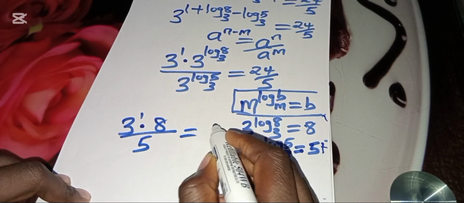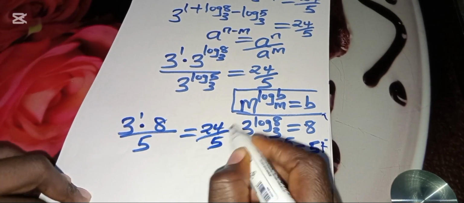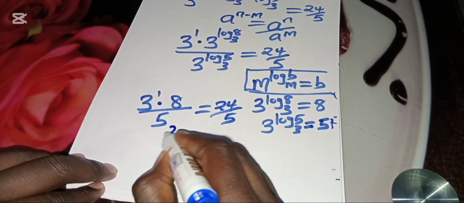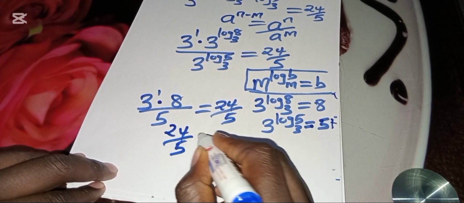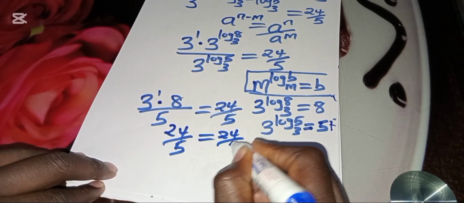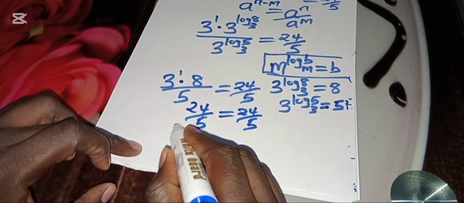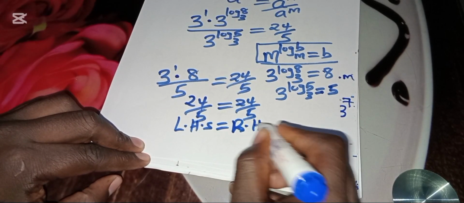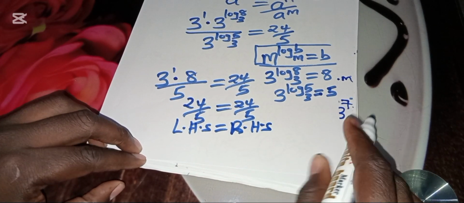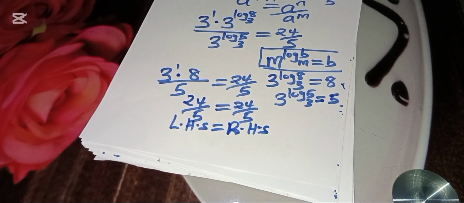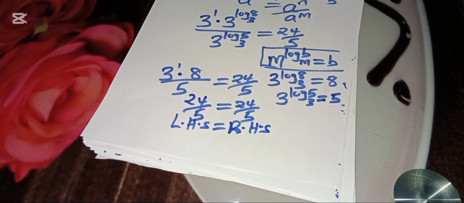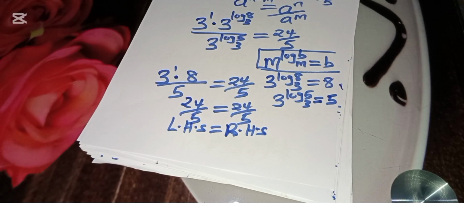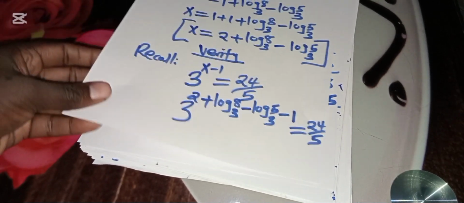This is supposed to give us 24 divided by 5. So 3 times 8 is 24, divided by 5 is equal to 24 divided by 5. You can see clearly that the left-hand side is equal to the right-hand side. And that affirms that the value of x, which is given as x is equal to 2 plus log 8 to base 3 minus log 5 to base 3, satisfies the equation.